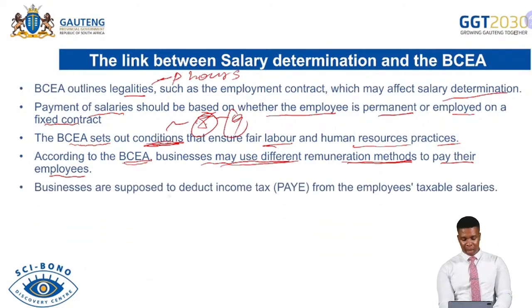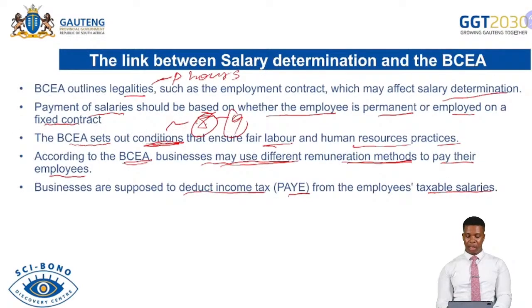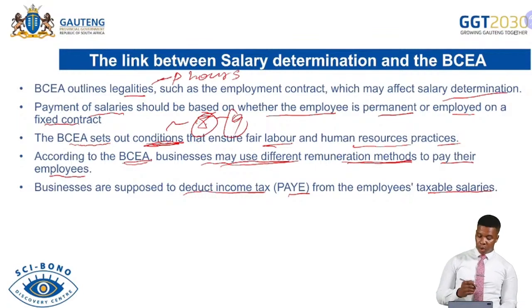And then businesses are supposed to deduct income tax, pay as you earn, from the employees' taxable salaries. So that is the link between salary determination and the Basic Conditions of Employment Act, to say before salary can be determined, they should look into the Basic Conditions of Employment Act, because it outlines legalities. It also sets out conditions of employment, from the number of hours that should be performed by workers to allow fair labor and human resource practices. And it also allows a business to choose whether to remunerate their workers using time-related or piecemeal.